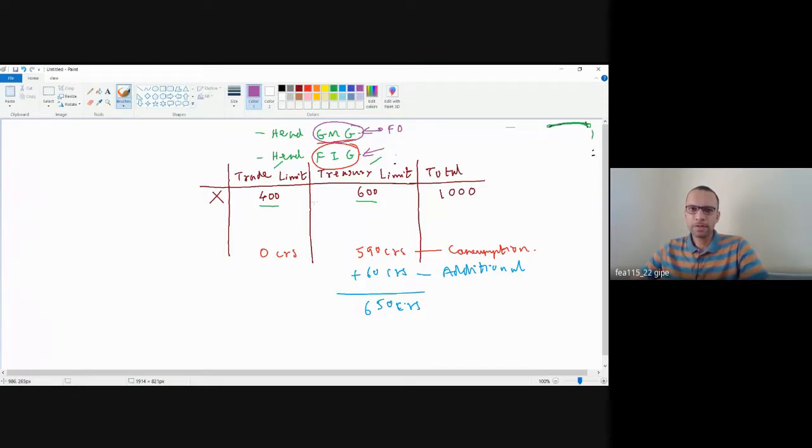So if a certain limit has to be transferred, we know that the trade limit is zero. Its consumption is zero at the moment. You have the entire 400 crores available. So the request for increase in limit will go to FIG. FIG will then talk to the trade team, saying there is a request which has come in from the front office, and they are requesting a temporary transfer of limit.